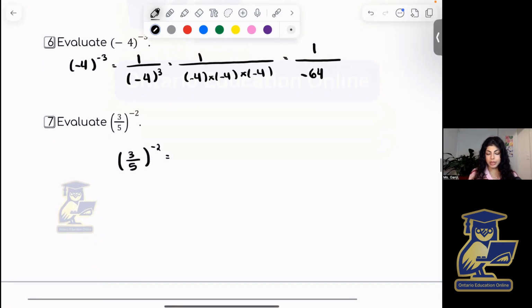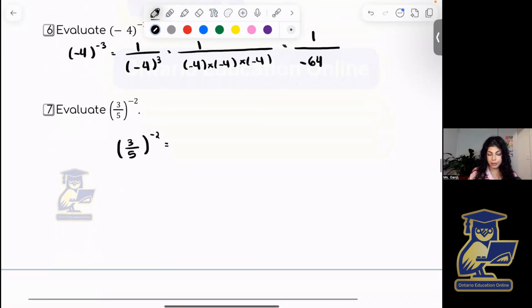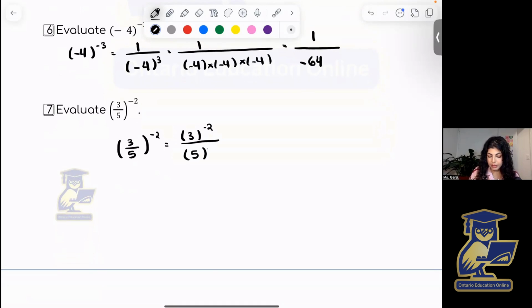Now, with this next one, let me rewrite it. So with powers, powers actually have the distributive property, which means that I can write this as 3 to the power of negative 2 and 5 to the power of negative 2. Now, this will be, and maybe I'll separate here, divided by 1 over.